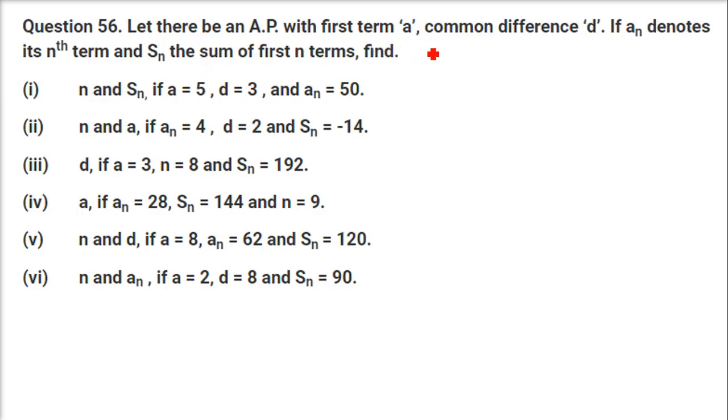Let there be an AP with first term a and common difference d. If an denotes its nth term and Sn is the sum of the first n terms, find n and Sn. So in each of the questions, some values are given and some we have to find out. Let us start with the first one, where we have to find out n and Sn.